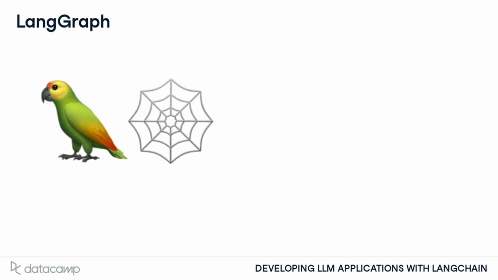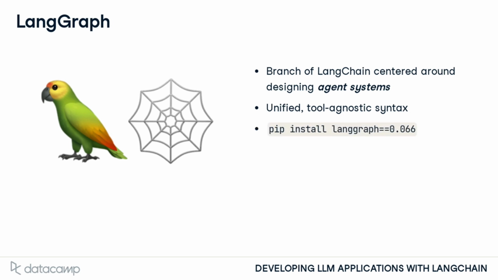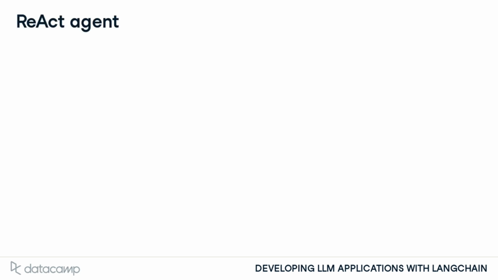To implement agents, we'll be using LangGraph, which is a branch of the LangChain ecosystem specifically for designing agentic systems, or systems including agents. Like LangChain's core library, it is built to provide a unified, tool-agnostic syntax. We'll be using the following version in this course. We'll create a React agent that can solve math problems, something most LLMs struggle with.